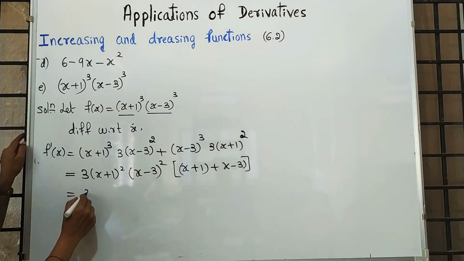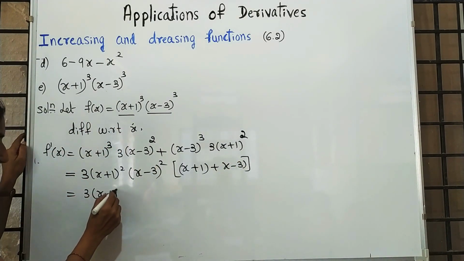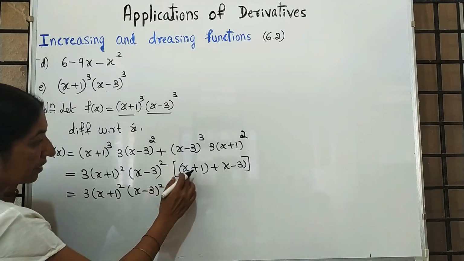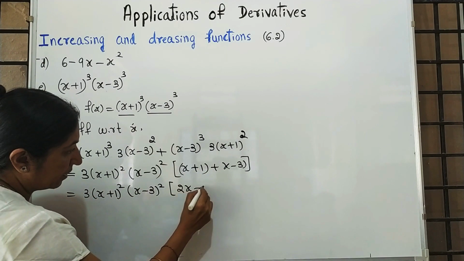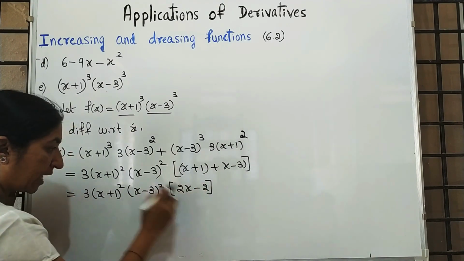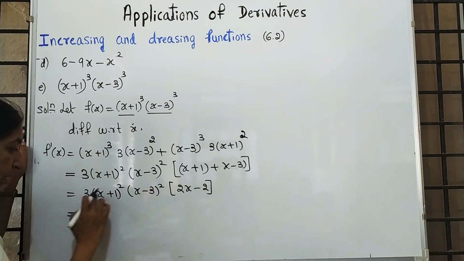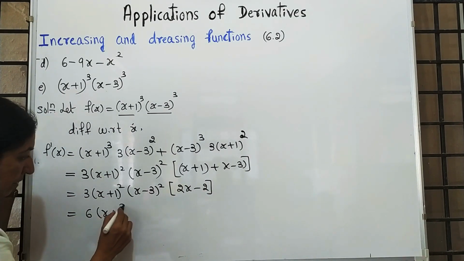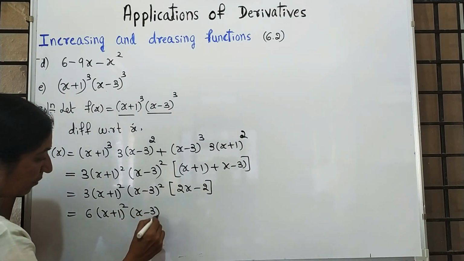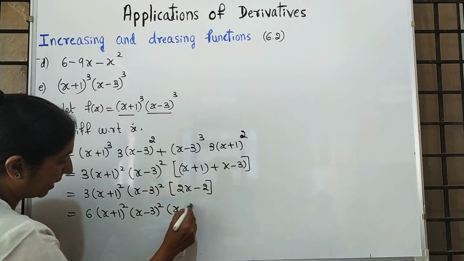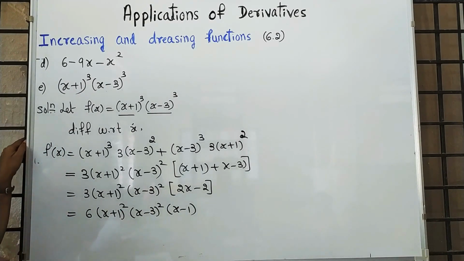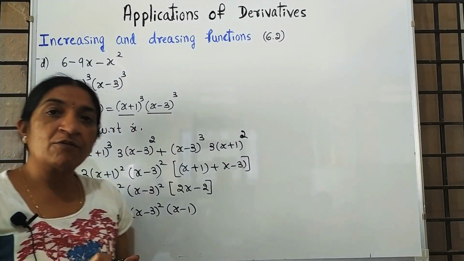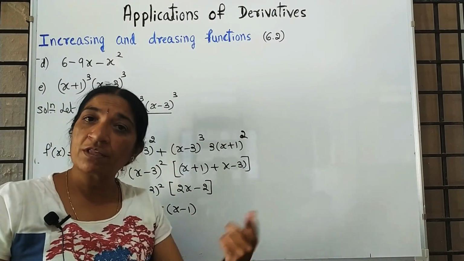See, here it is 3 into x plus 1 whole square, x minus 3 whole square. Remove the bracket, it is 2x minus 2. Again we can take 2 common. That 2 is multiplied with 3 here, so 6 into x plus 1 whole square, x minus 3 whole square, in the bracket x minus 1. This is f dash of x. So, to find the interval after finding the first derivative, what is the next step?